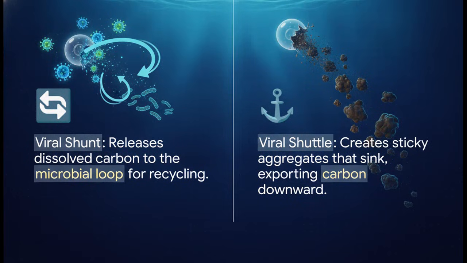Now, marine viruses use two primary pathways to control all of this carbon. First up is the viral shunt. This is when viral lysis releases dissolved organic carbon right back into the microbial loop, which fuels surface-level bacteria and keeps that carbon actively recycling.